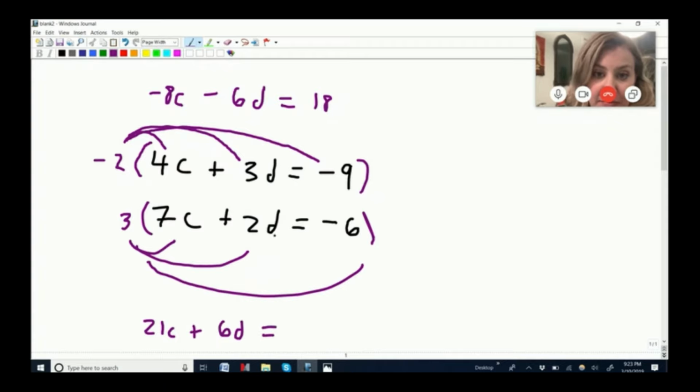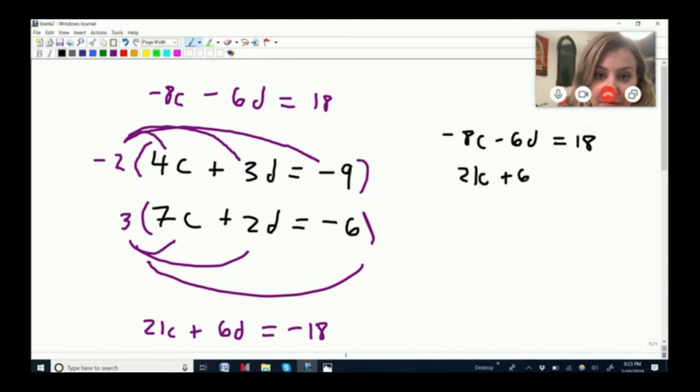And we have 3 times negative 6. What would that be? Negative 18. Very good. Once again, to avoid confusion, I'm just going to rewrite this stuff over here. So far, we have negative 8c minus 6d equals 18, which is the top equation. We have 21c plus 6d equals negative 18.